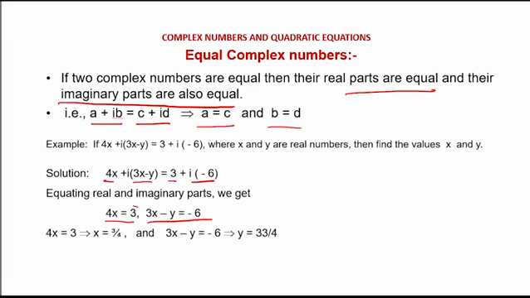So when 4x is equal to 3, this gives the result x is equal to 3 by 4. Similarly, substitute x is equal to 3 by 4 in the second equation, 3x minus y is equal to minus 6, in which you will get y is equal to 33 by 4. So the values of x and y for which the two complex numbers are equal are x is equal to 3 by 4 and y is equal to 33 by 4.